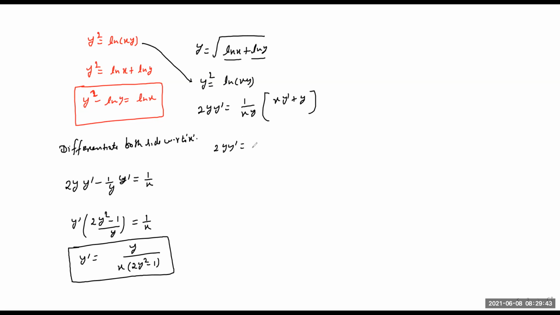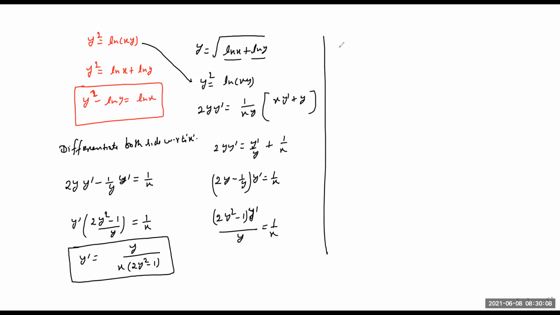So if you multiply inside, what you get is y dash upon y plus 1 by x. So y dash is dy by dx, right? Yeah, that's a short way of writing. So 2y minus 1 by y into y dash is 1 by x. So 2y square minus 1 into y dash upon y equals 1 by x. And therefore, y dash is y upon x into 2y square minus 1. So you can choose the way you want. It's not a difficult thing.